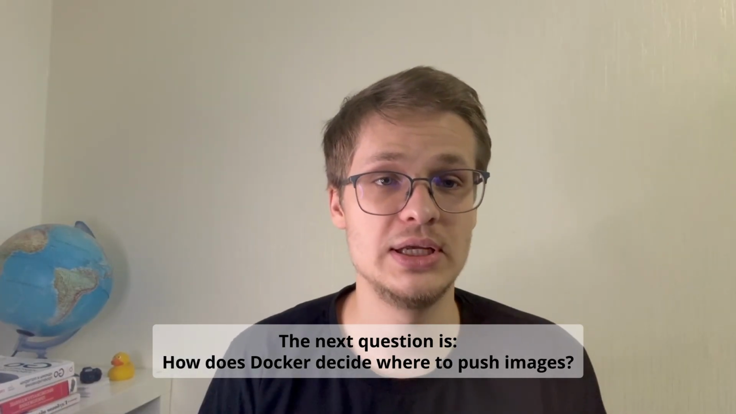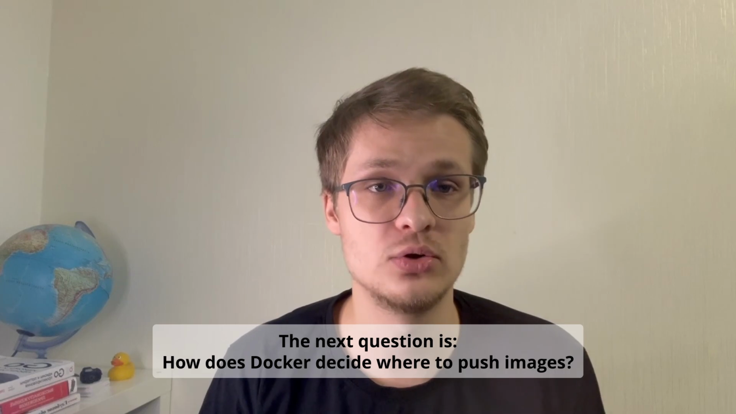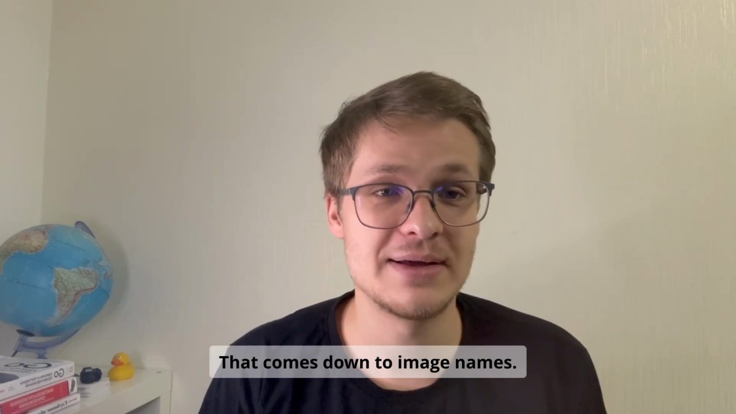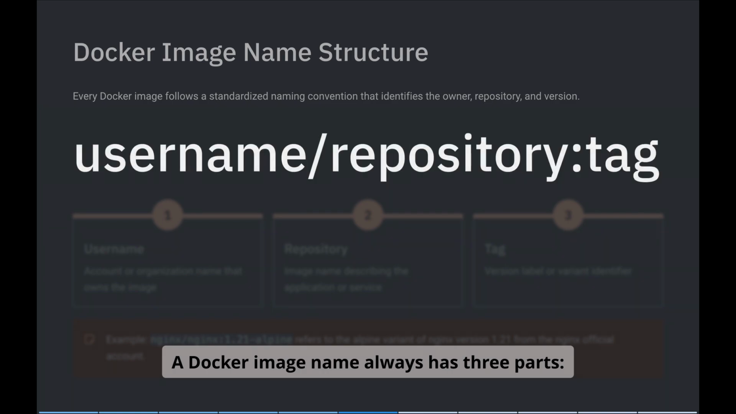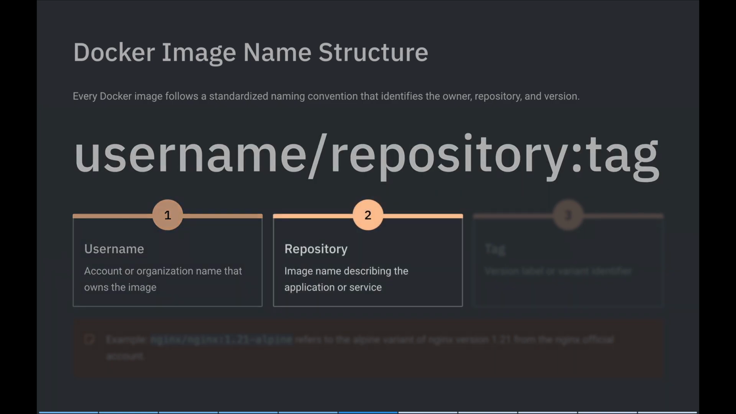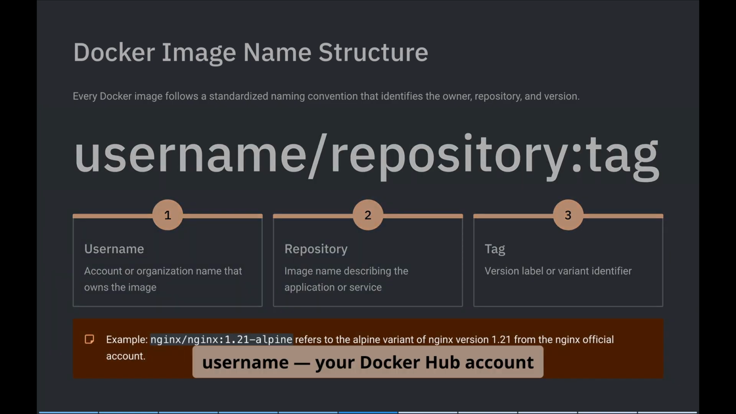The next question is, how does Docker decide where to push images? That comes down to image names. A Docker image name always has three parts: username, repository, and tag. Username is your Docker Hub account, repository is the image name, and tag is the version or label.